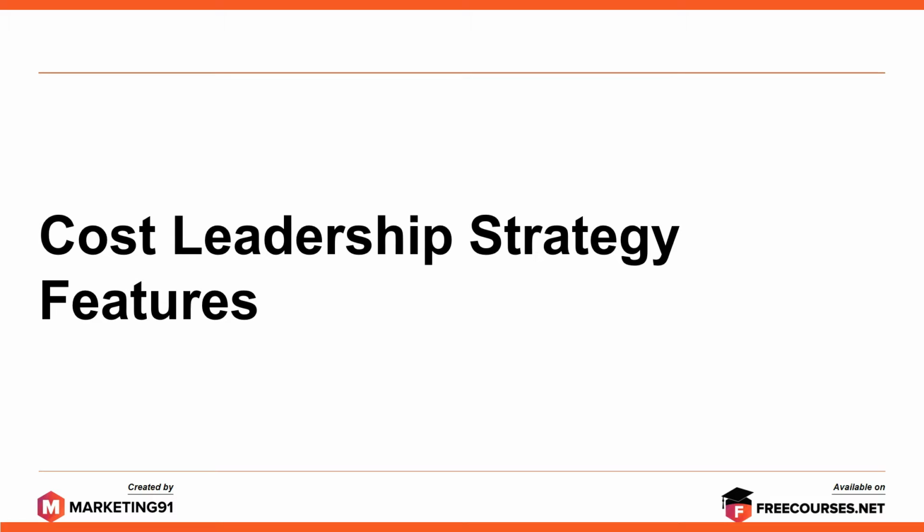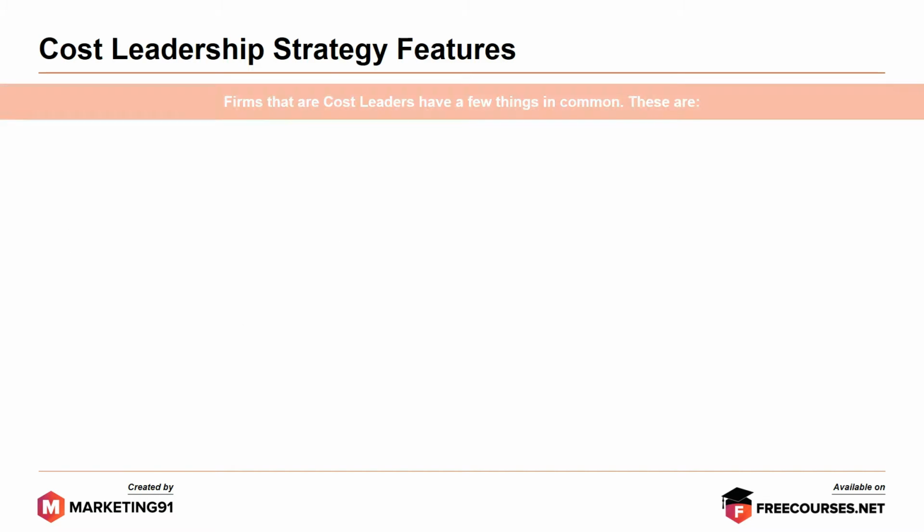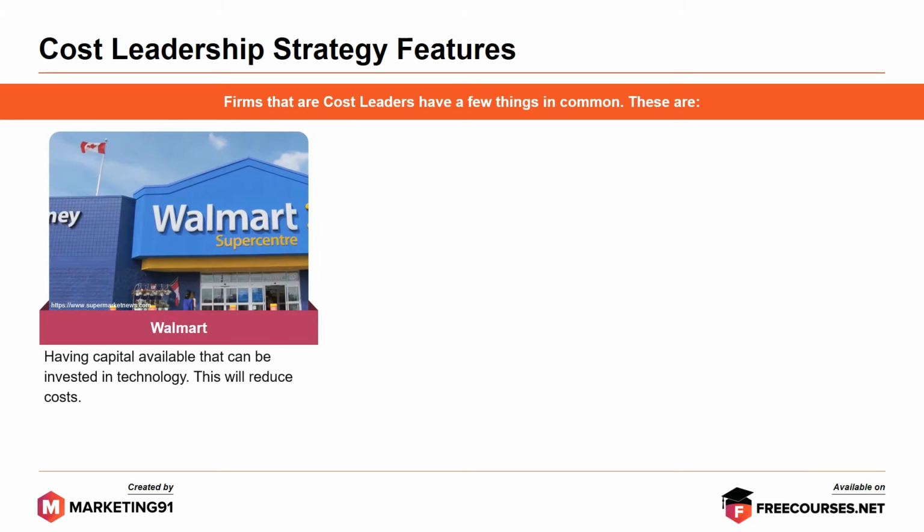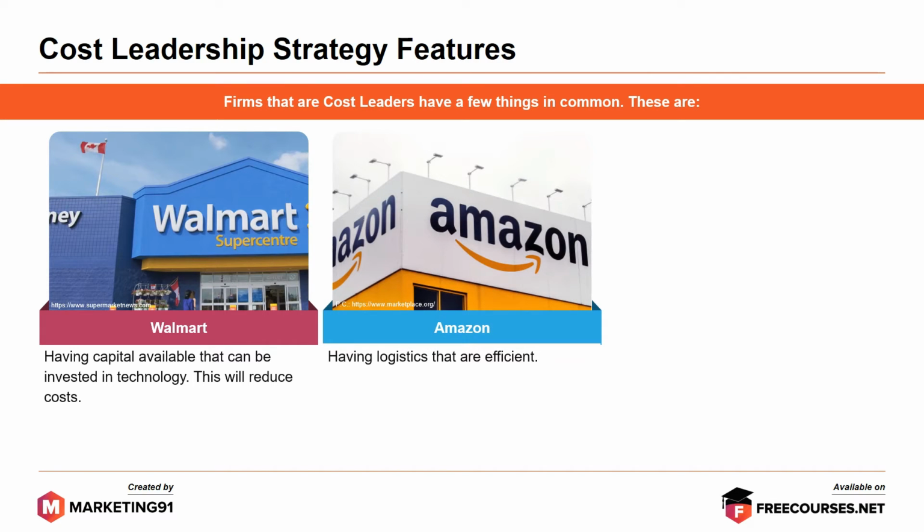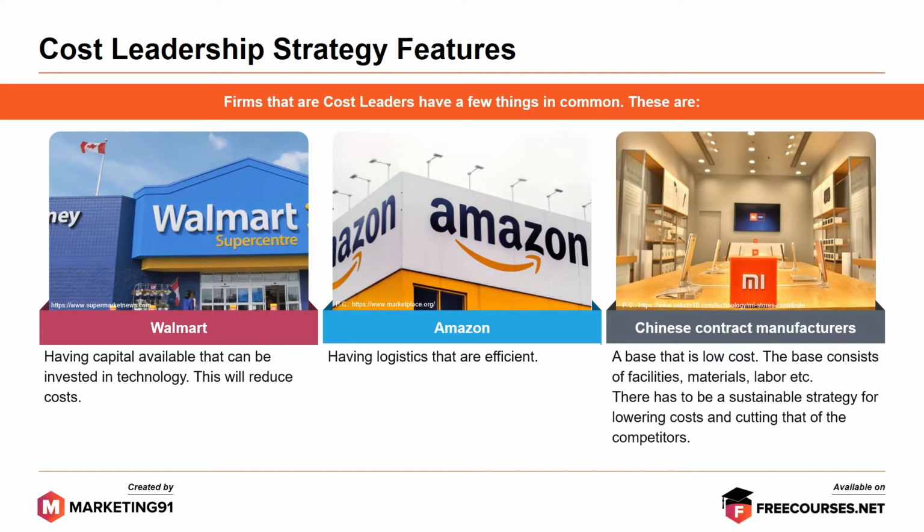Moving forward to cost leadership strategy features. Firms that are cost leaders have a few things in common. These are, first, having capital available that can be invested in technology. This will reduce cost. For example, Walmart. Next, having logistics that are efficient. Amazon. And finally, a base that is low cost. The base consists of facilities, materials and labor. In this case, Chinese contract manufacturers.